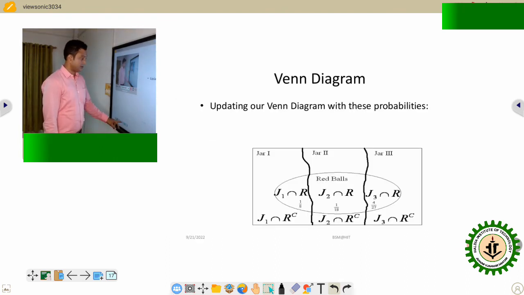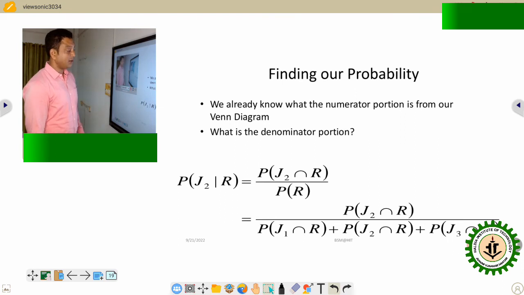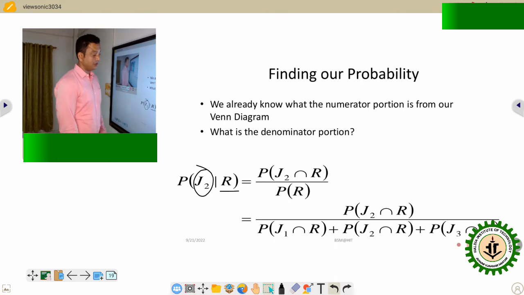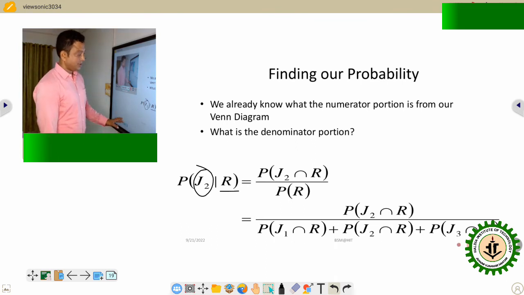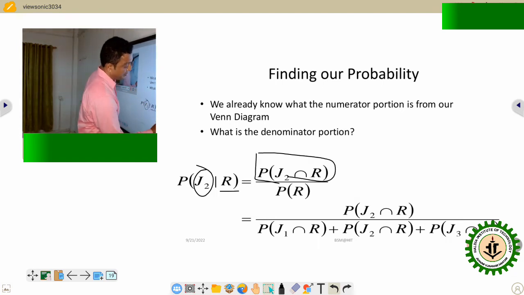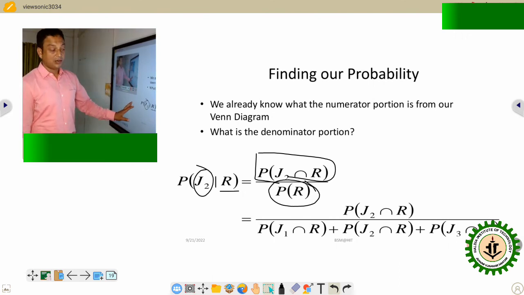I'm coming to the last one. If you are finding the probability of selecting jar 2 when it is known to you that it is a red ball, then what you are doing? You are selecting jar 2 and getting the red ball, that is in your favor, and the probability of selecting a red ball, which is the total case, can happen from jar 1 and a red ball, jar 2 and red ball, or jar 3 and red ball. That's why it's plus.